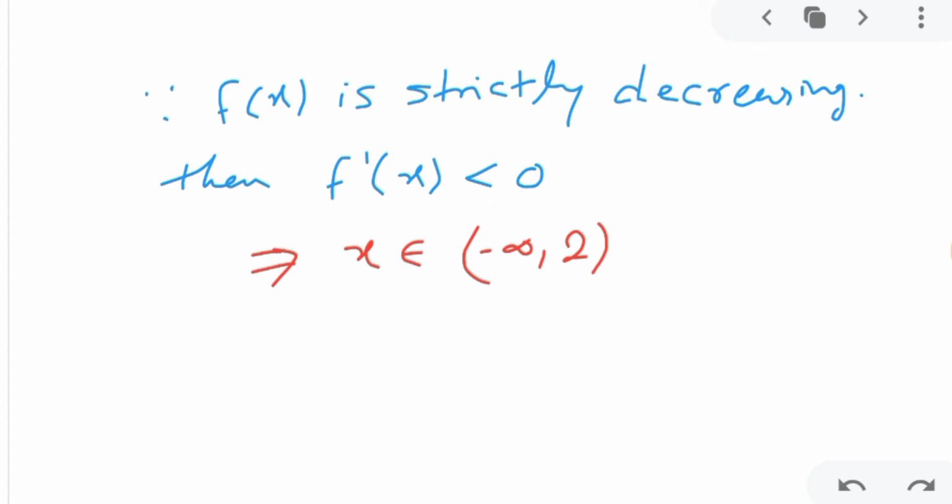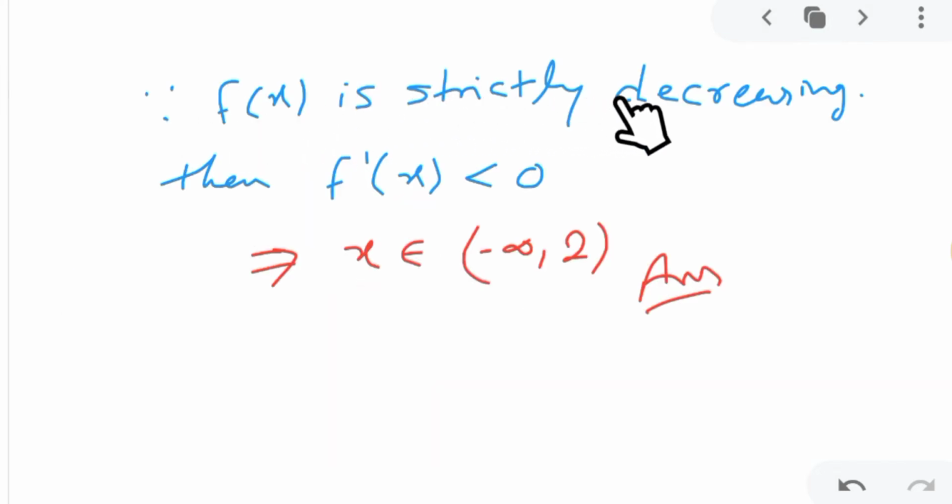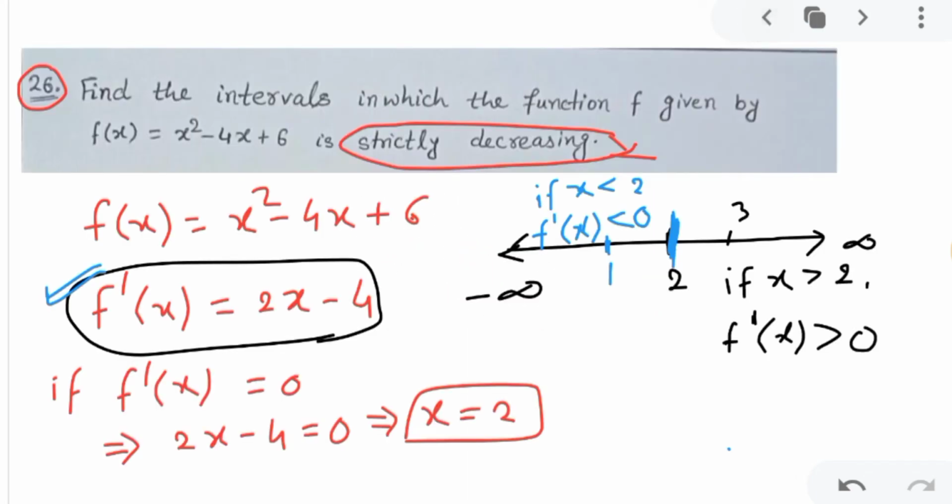In this question, this is the answer. So I hope you understood. A function will be strictly decreasing if f dash x is less than 0. So I found the possible values of x in which f dash x is less than 0. I found that x will be less than 2. Less than 2 means minus infinity to 2. Correct?